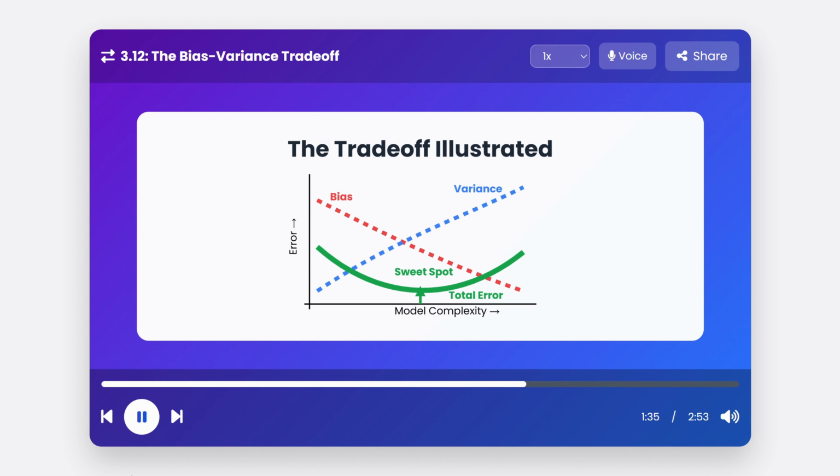This leads to the crucial trade-off. As we increase a model's complexity, its bias tends to go down. But at the same time, its variance starts to go up. We can't minimize both at the same time. Our goal is to find the sweet spot in the middle, that level of complexity where the total error, the sum of bias squared and variance, is at its lowest possible point.